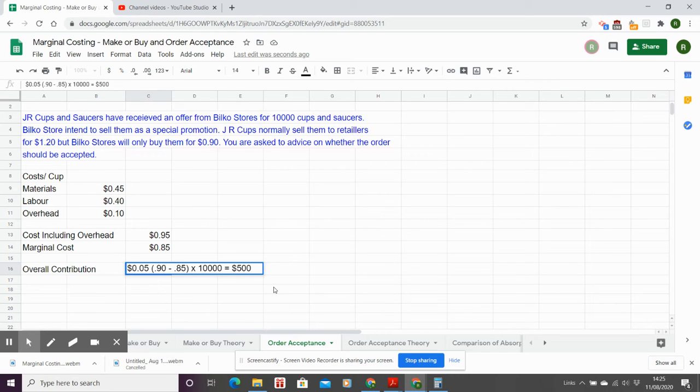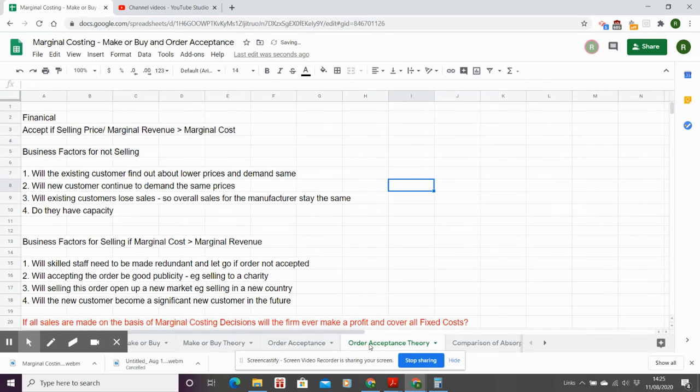And what that means is if they're making a loss because they haven't reached break-even level of output, then that loss would be reduced by $500. And if they were already operating above the break-even point, then the profits would increase by $500 if they accepted the business, or certainly on the face of it.